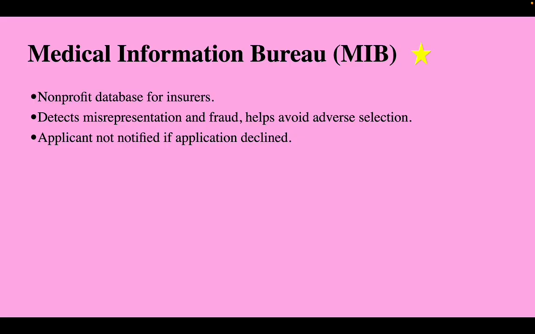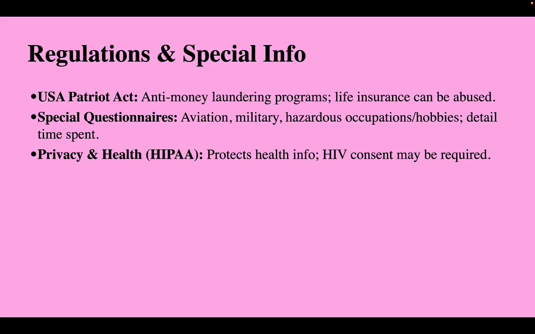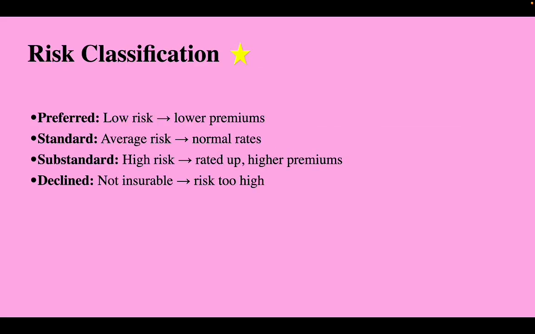Medical Information Bureau and regulatory considerations. The MIB is a nonprofit database that helps insurers detect misrepresentation or fraud and prevents adverse selection. Applicants are not notified if a decline is based on MIB information. Life insurance underwriting must also comply with the USA Patriot Act, requiring anti-money laundering programs, and HIPAA, which protects health information. Special questionnaires may be required for aviation, military service, or hazardous occupations.